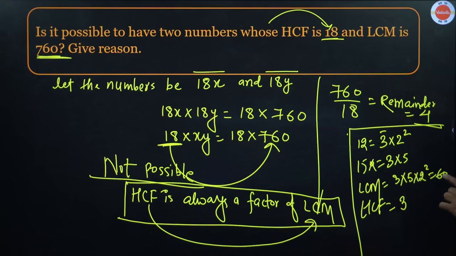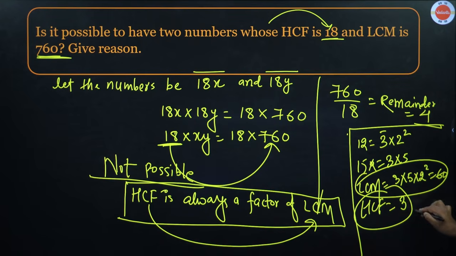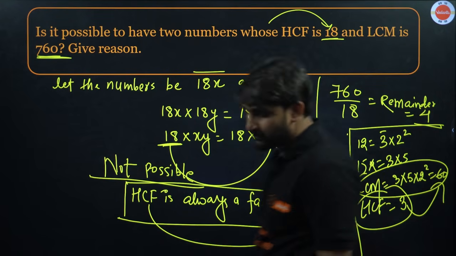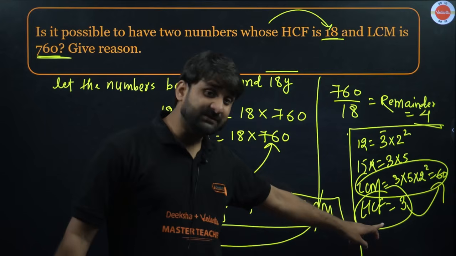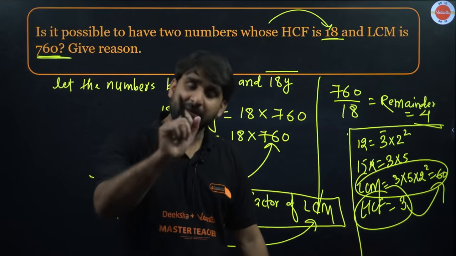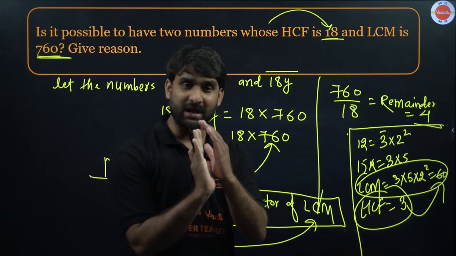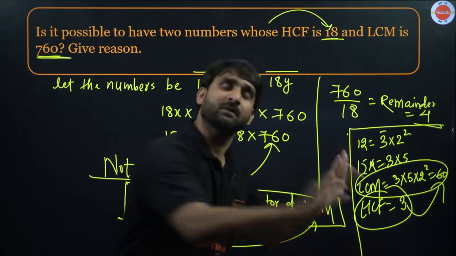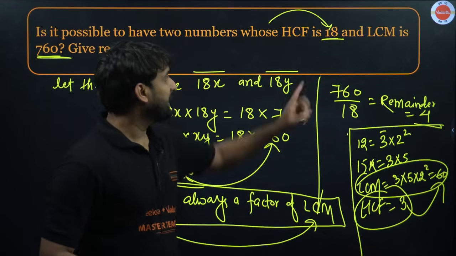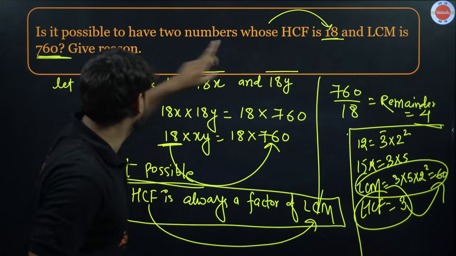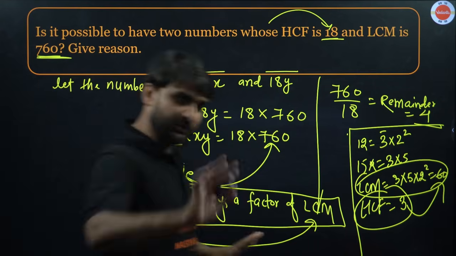Now can you check here, my dear? The HCF is 3 and the LCM is 60, and 3 can divide 60 also. So HCF is itself a factor of LCM. Please keep it in mind. If HCF can divide LCM, it means this is possible. But here HCF 18 is not dividing 760 perfectly, so this is not possible.